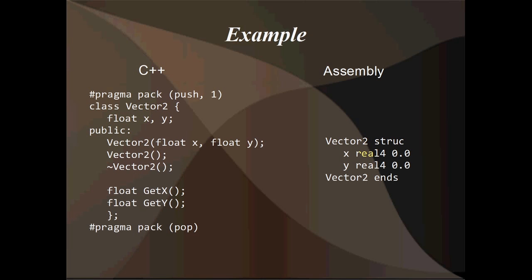So we know that assembly is going to automatically pack things, aligned to 1 or not aligned at all. So the assembly structure for the same class has no functions at all. It's just got the data, x and y, and they're both real fours. Real four is the assembly equivalent to a float.